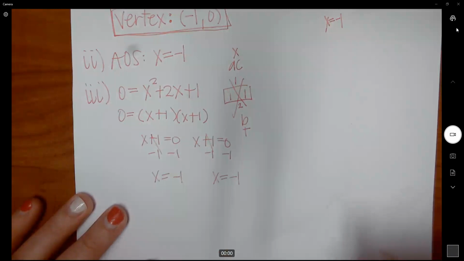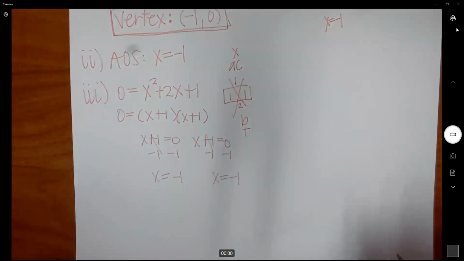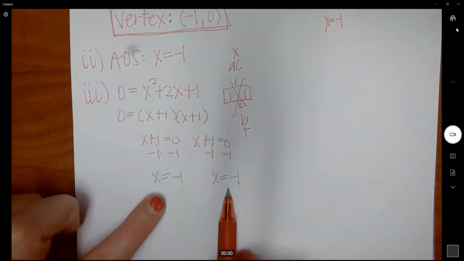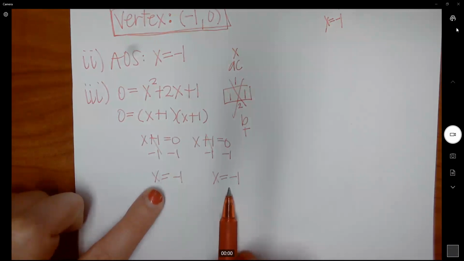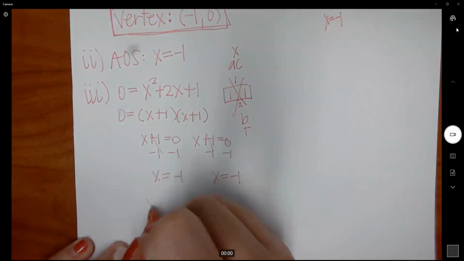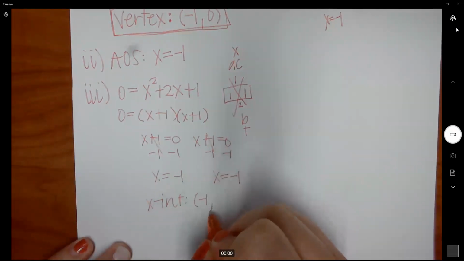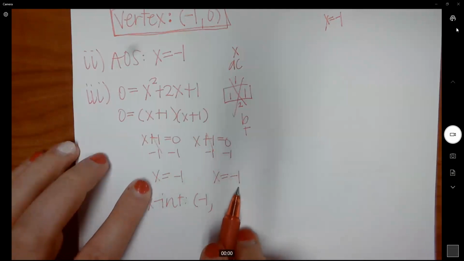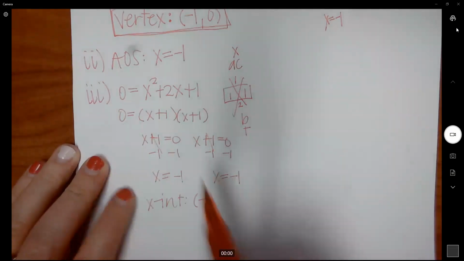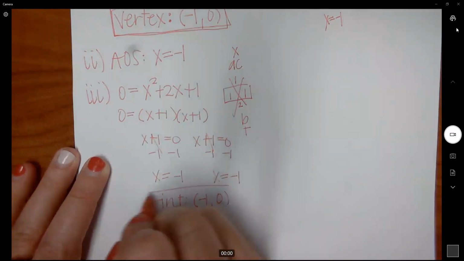So whenever you only have one x-intercept, when you solve, you're going to get two answers, but those two answers will be identical. So therefore, my x-intercept is -1, because that's what we found for x. What do we put in for y? We put in 0.